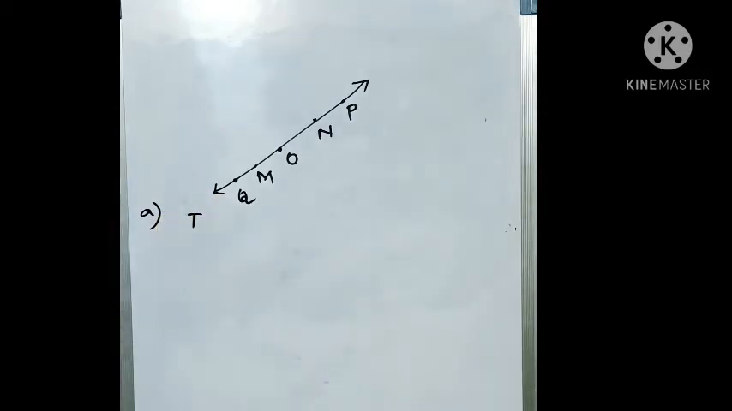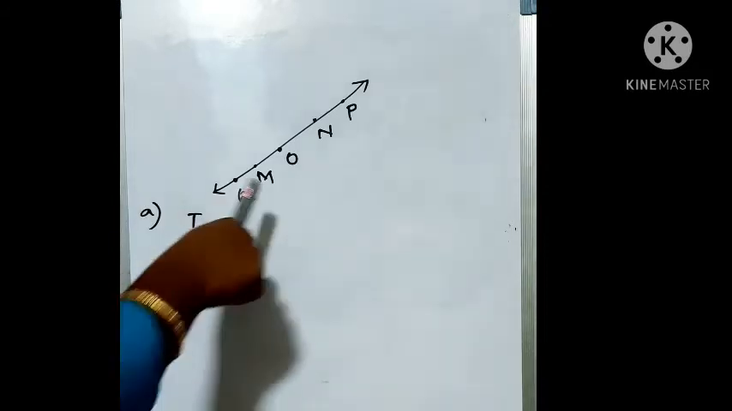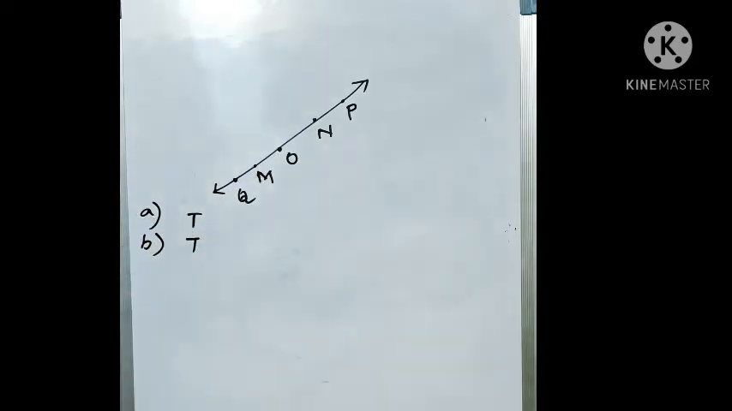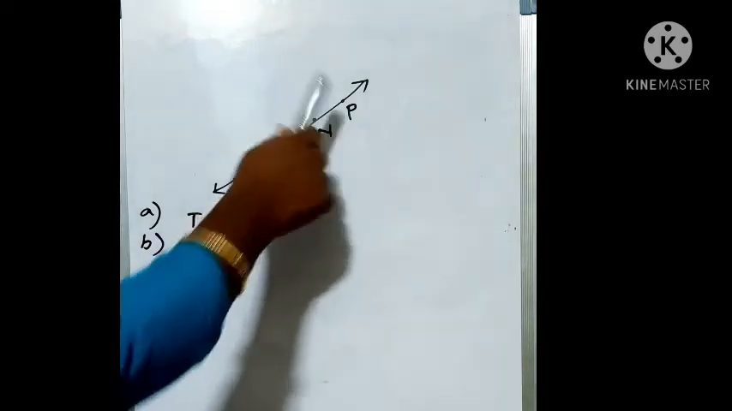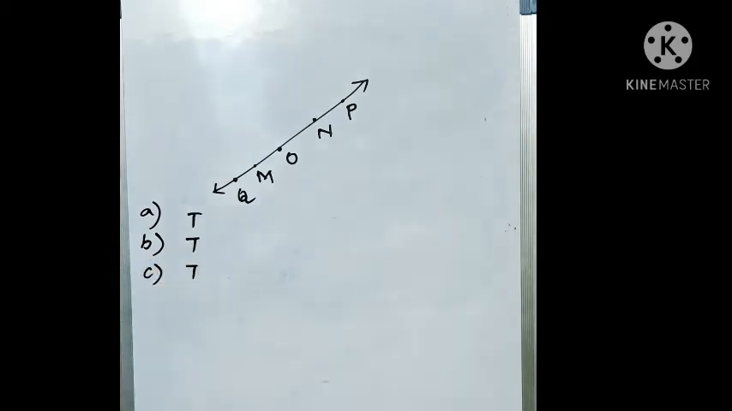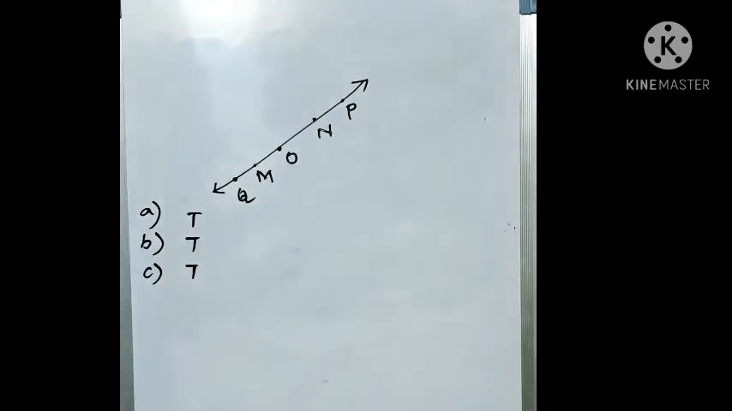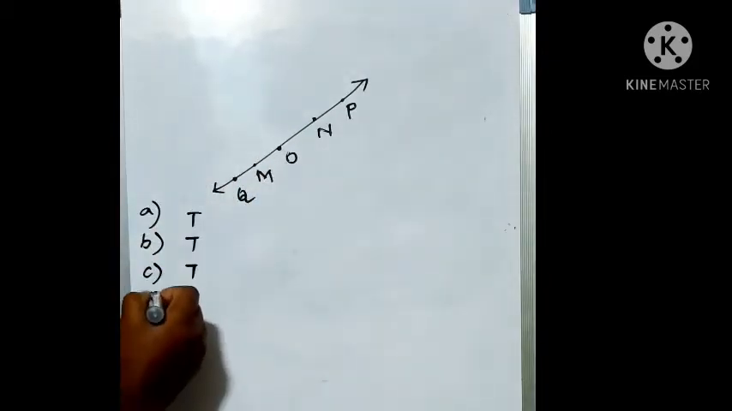Good. Second one: M, O, N are points on the line segment MN? Yes, M, N and O are on the line segment, so B is also true. Next one: M and N are the endpoints of the line segment MN? Yes, M and N are the endpoints, so it is also true. Next one, D: O and N are the endpoints of the line segment OP. It is not like that. The endpoints are not like that, so it is false.